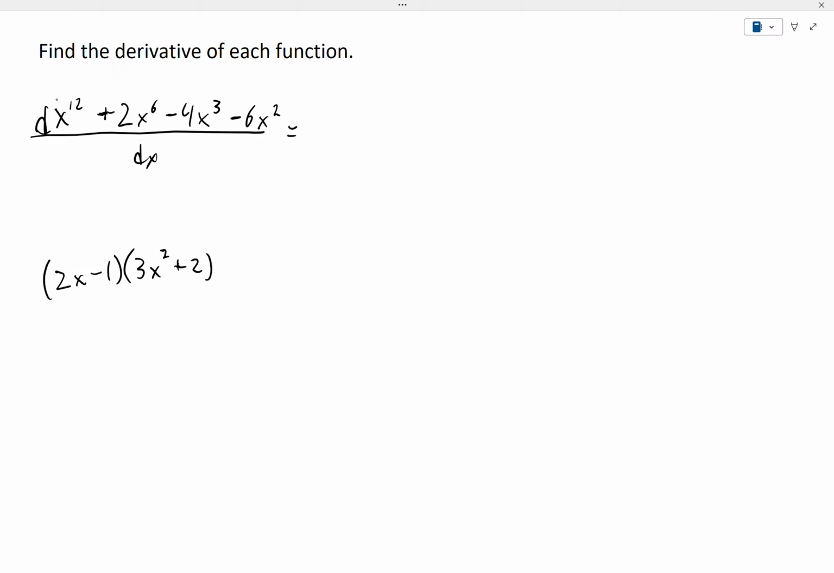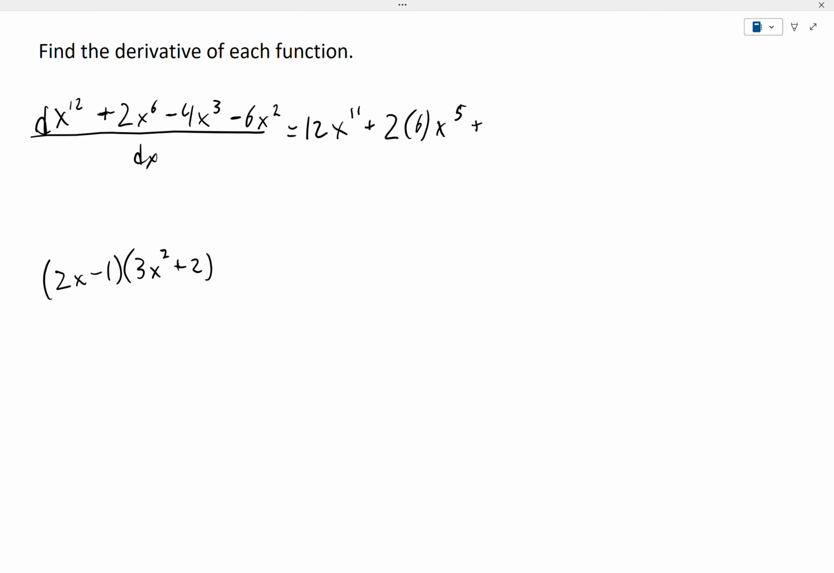Okay, well that's going to be right here. That's going to be power out front, one smaller on the power. That's the power rule. Power out front, one smaller on the power. Okay, what about the next one? Plus 2x to the sixth. Well, I pull the constant along for the ride. One smaller on the power out front, one smaller on the power. Okay, so 6 comes out front, and we make the power one smaller.